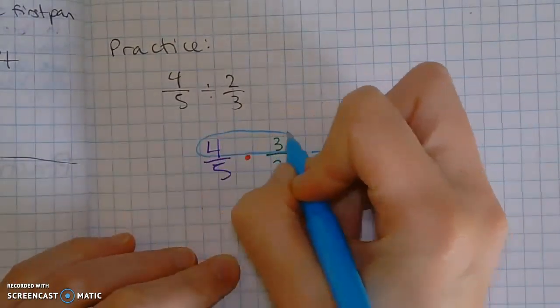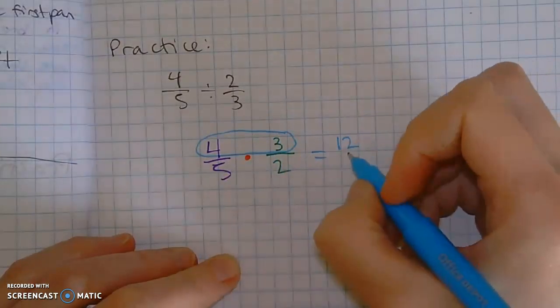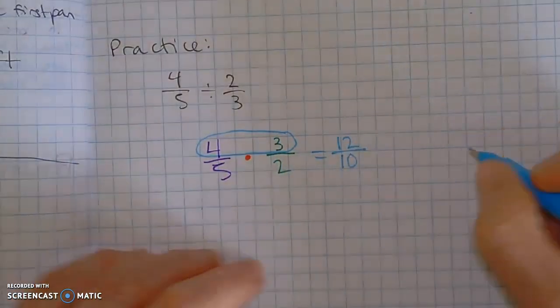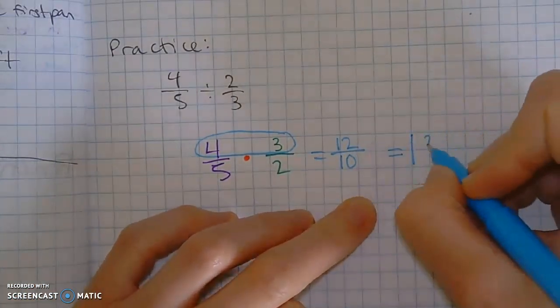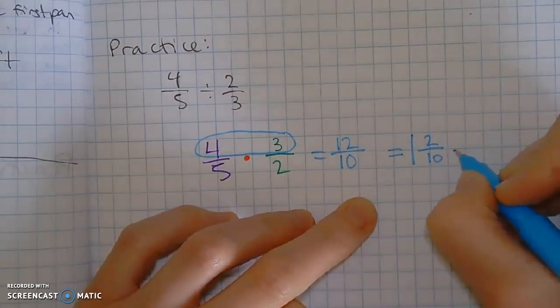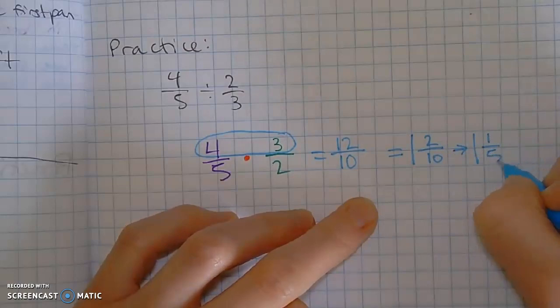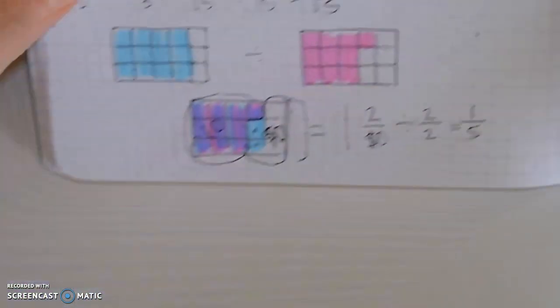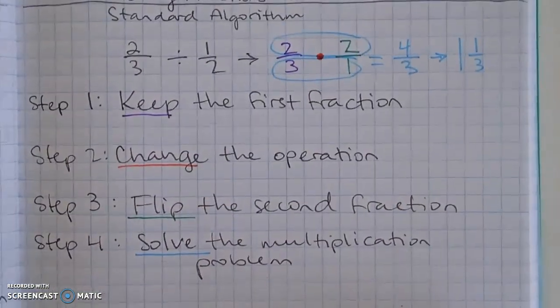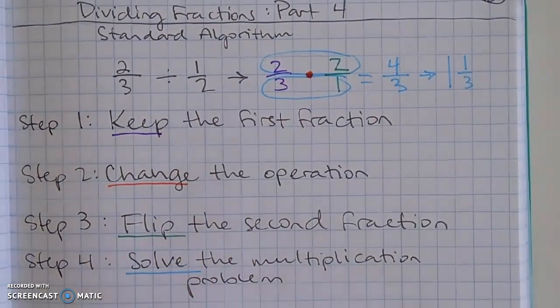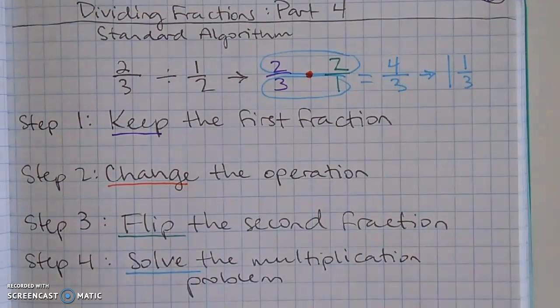So 4 times 3 is 12. 5 times 2 is 10. And that, to get a mixed fraction, is going to be 1, because that goes in there, over 2/10, or I can reduce that to 1 1/5. And when I check that over here with my visual model, that's exactly what I got. So that's how you do standard algorithm: keep, change, flip, solve. So it's a lot easier than drawing out the visuals, but we want you to have the visual piece first. So that way the standard algorithm you kind of have an understanding of why it works.